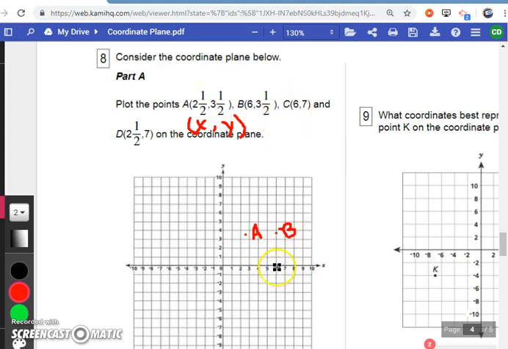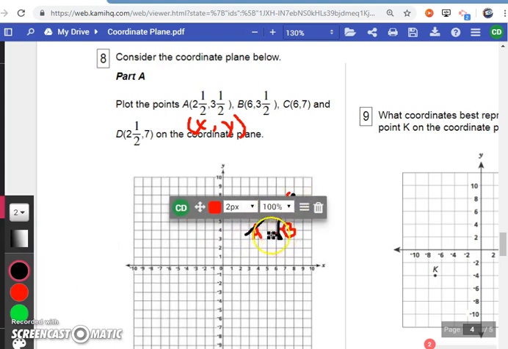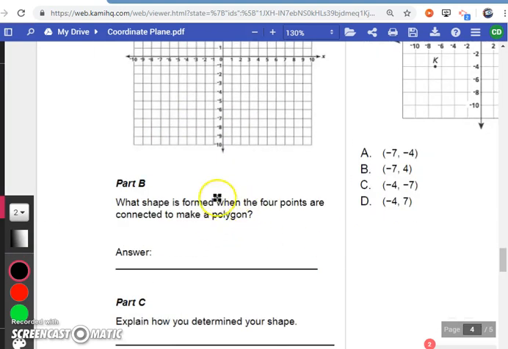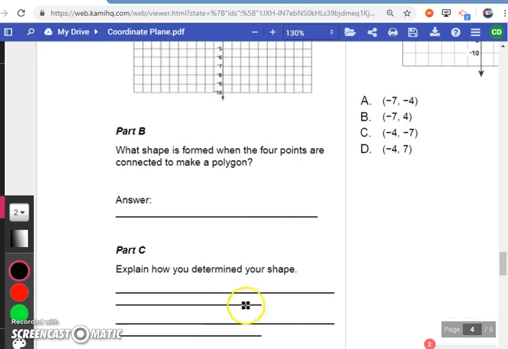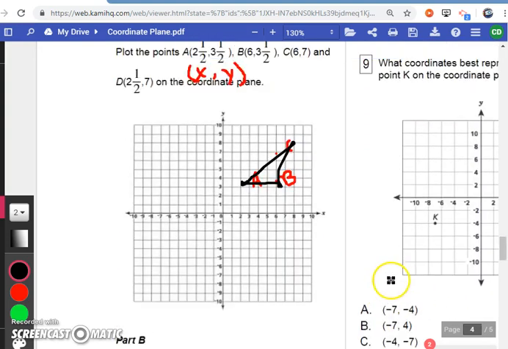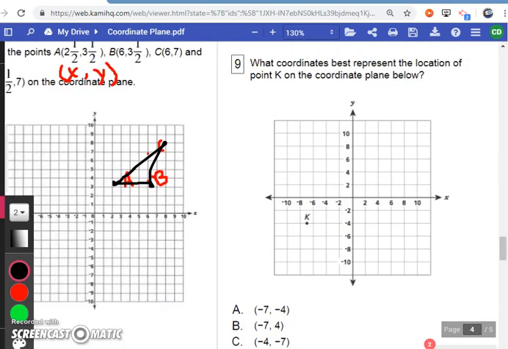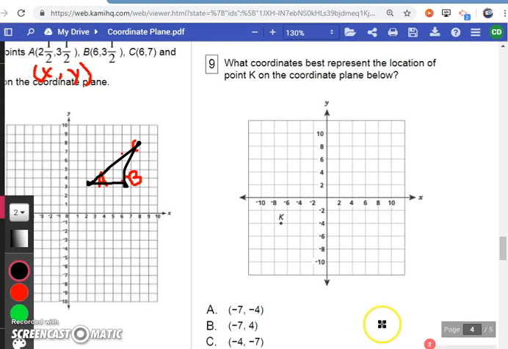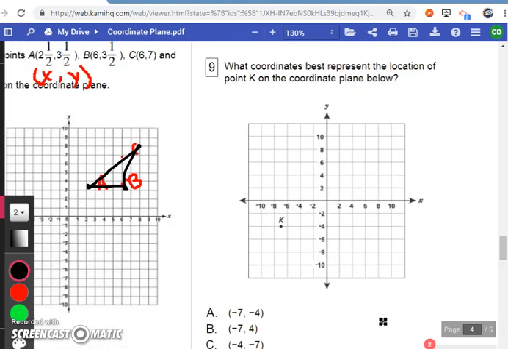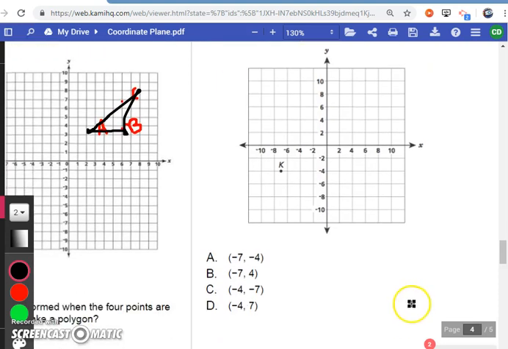And then C is going to be, once again, I start at 0, 0. I'm going to move to the right to positive 6, and then I'm going to go up, instead of 3.5, I'm going to go up to 7, and that is C. So I would connect those points, and you can see I've made a triangle. All right. So what object did it make? It made a triangle. Explain how you determine your shape. You figure that out. I think you can write a sentence explaining what I did or what you're going to do. And I'm going to let you guys decide to solve problem number 9 on your own.